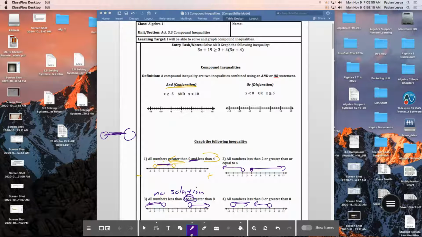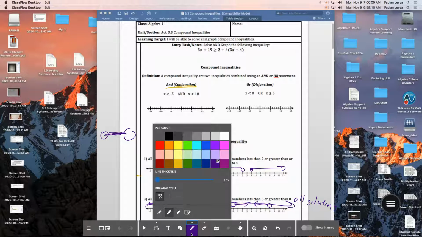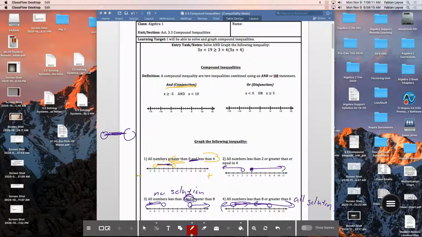So if you go all the way, remember, it could be this or that. So notice it covers everything, because this is an or statement. It could be that or that. So that means this is all solutions. So keep in mind that there are 4 things that could happen, and I did show you this.